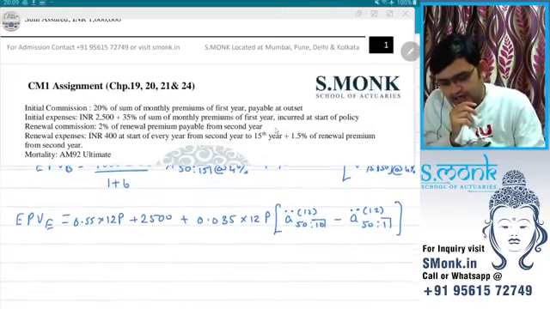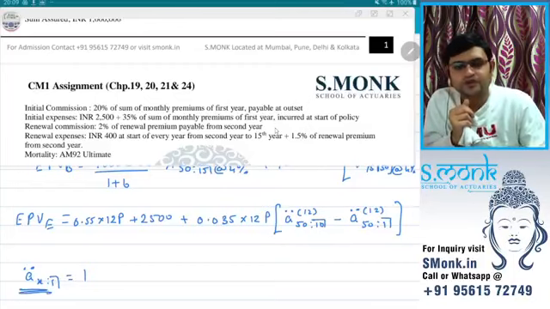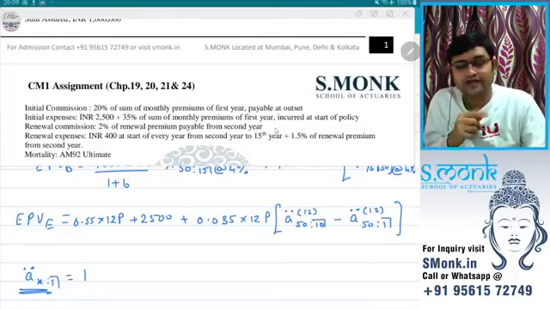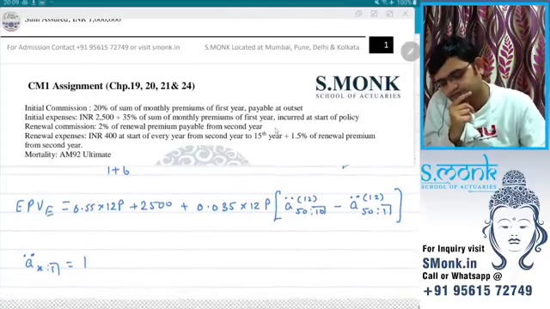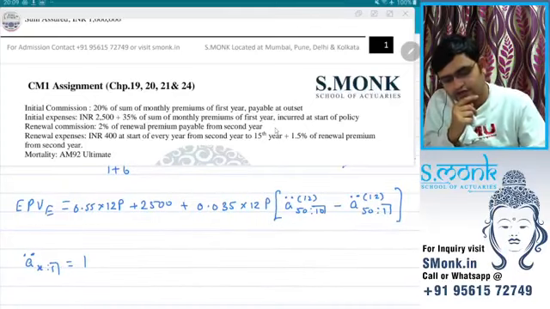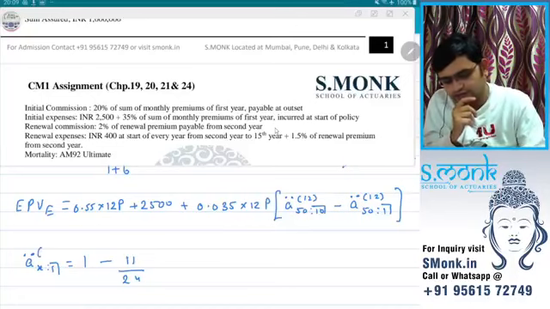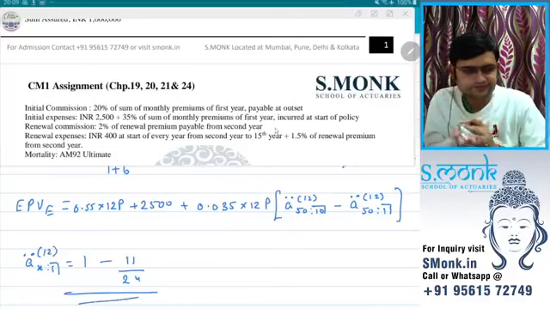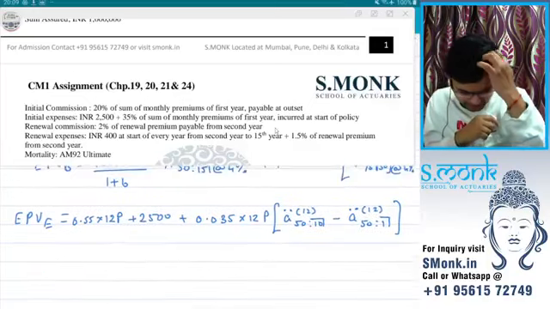Remember one thing, that ä x:1 will always be 1. This is an annuity payable at time 0, right? That would be 1. This will always be equal to 1. So you can use that, and then whatever payable 12 times, so minus (m minus 1) by 2m. This is what we always get for payable 12 times. So calculate that accordingly.